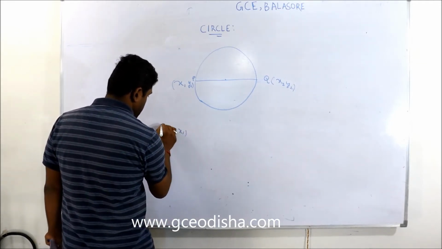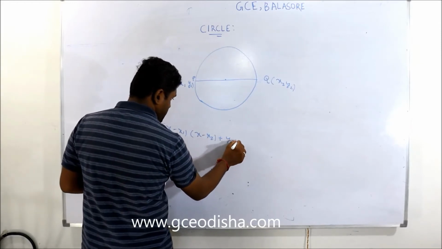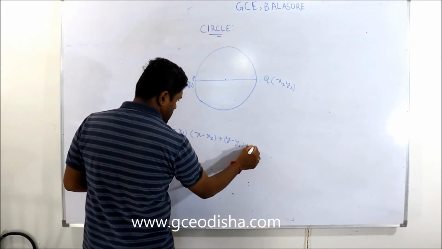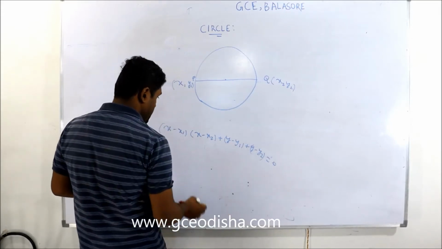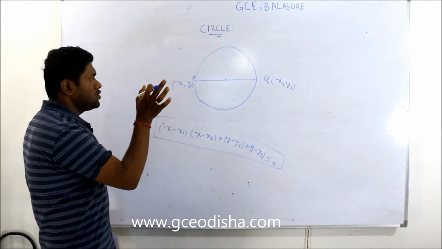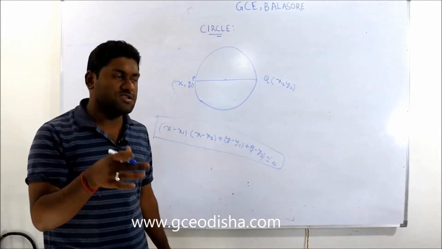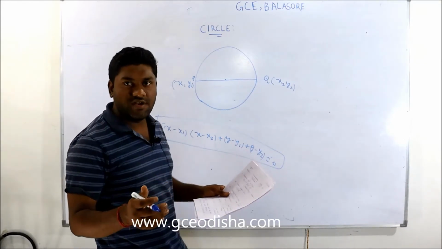(x minus x1)(x minus x2) plus (y minus y1)(y minus y2), that will come to 0. Okay, this is the equation of the circle when 2 points of the diameter are given. They may ask what is the center when 2 points of the diameter are given.